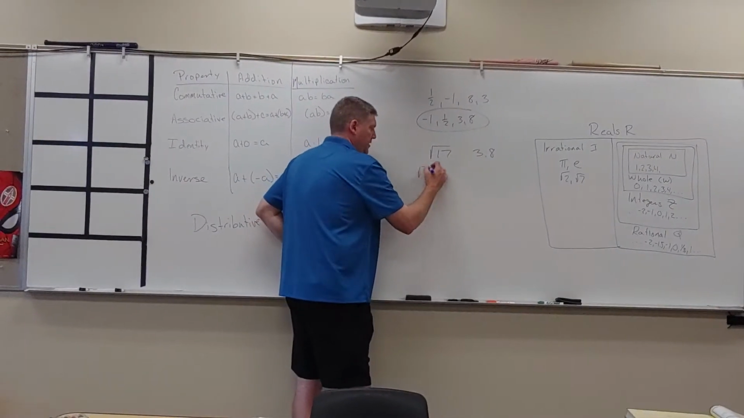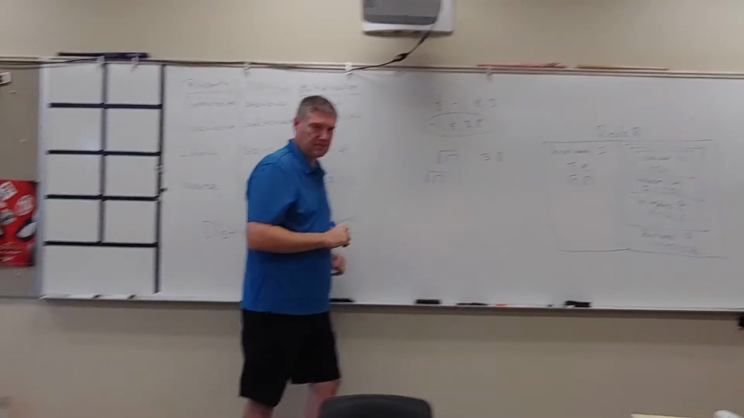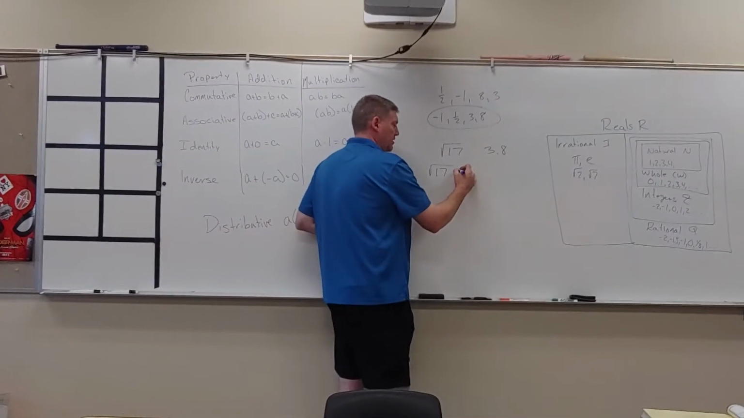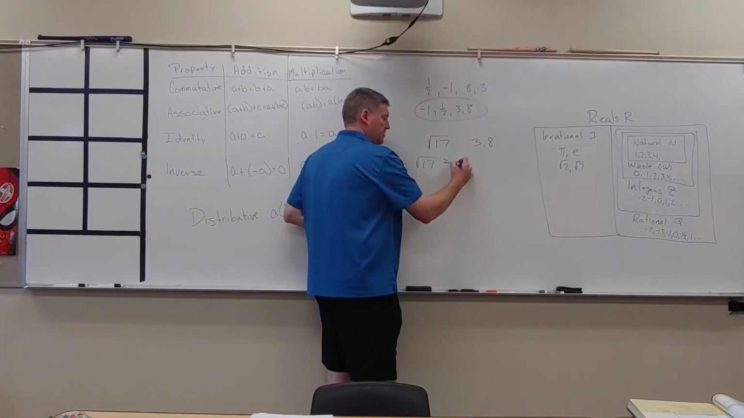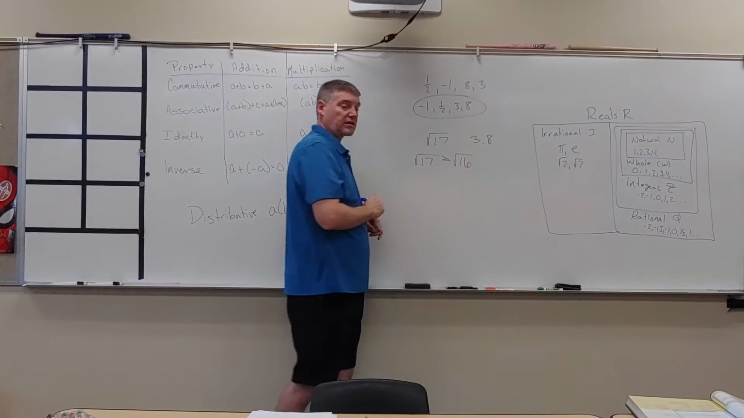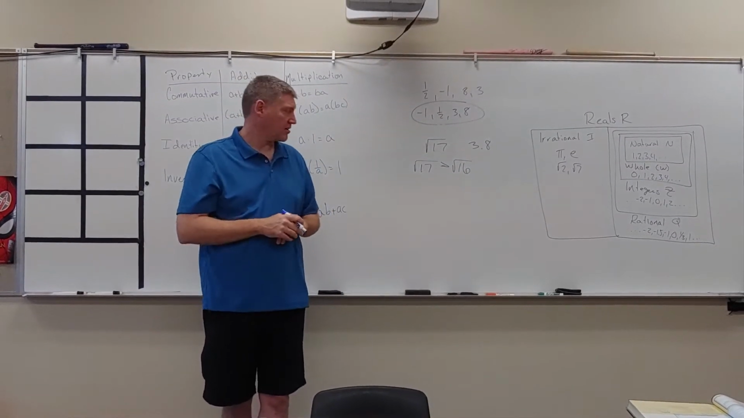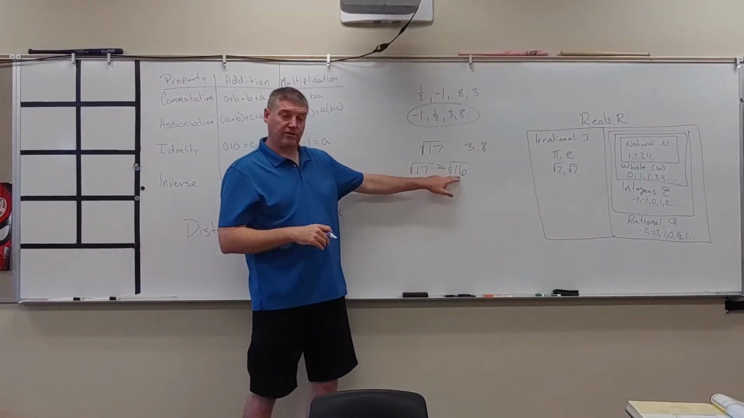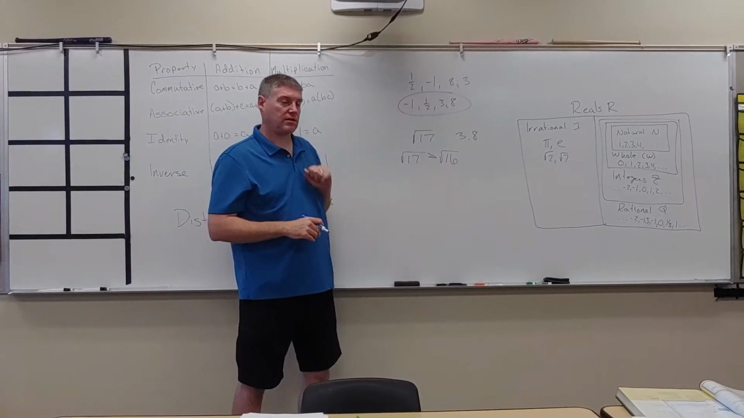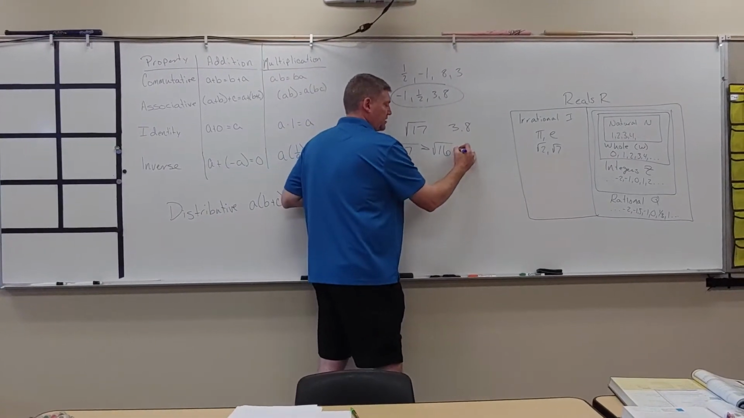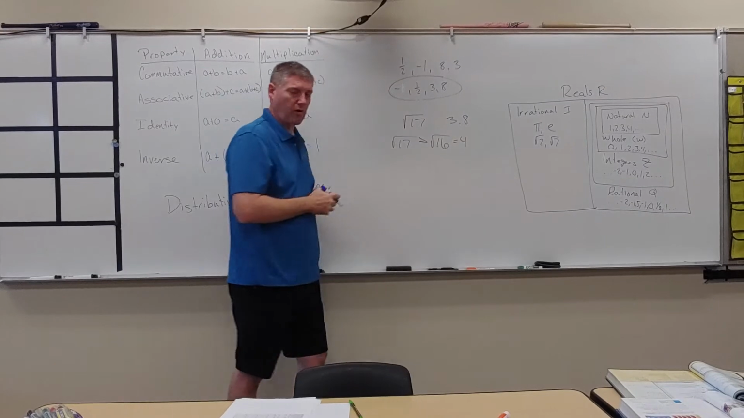So I may not know what the square root of 17 is, but I do know that the square root of 17 is larger than the square root of 16, right? Because 17 is larger than 16. I do know the square root of 16. So the square root of 16 is equal to 4.